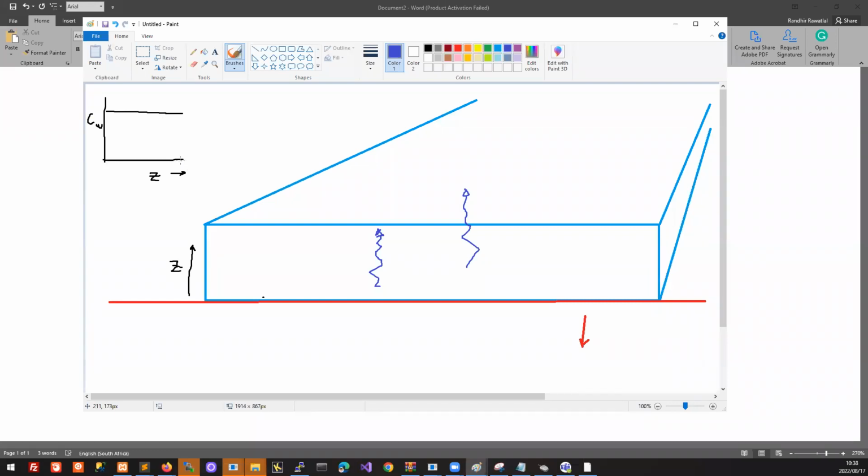So if we assume this is the surface here, let's label the surface to be L. So this is the position Z equals L. We expect that up to L, we have some initial fixed concentration of water, and then above L, there'll be some other much lower concentration of water, much lower, but not zero.